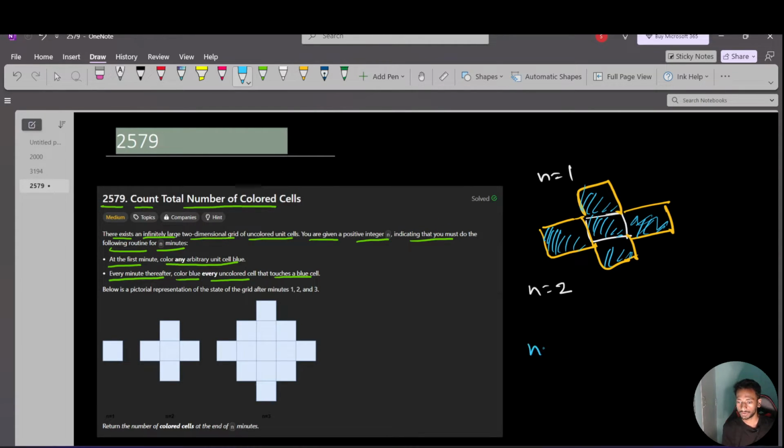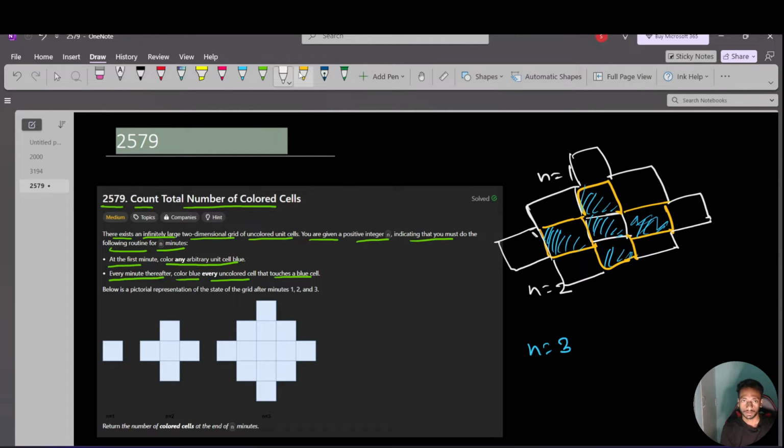Now n is equal to 3. Which cells are uncolored now? This cell is uncolored, this cell also, this cell also, this cell also, and this cell also, right? Now we have to color these.